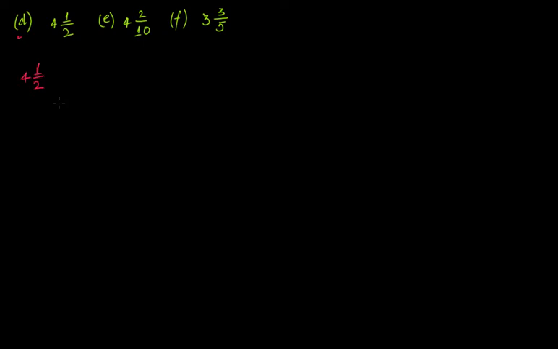improper fraction. Since it is a mixed fraction, we can write it as an improper fraction, that is 4 times 2 plus 1 over 2. Remember this? This is the way to write a mixed fraction as an improper fraction. This will be 8 plus 1 over 2 and it becomes 9 over 2.